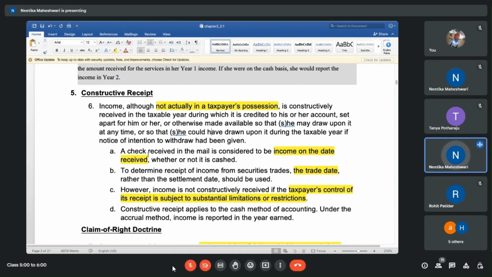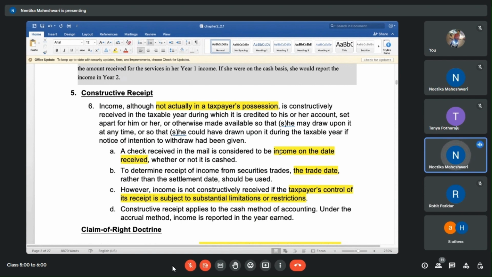For example, a check received in the mail is considered to be income on the date received. So if the check comes on December 28th, technically we should be putting that as taxable income for that year. But maybe the taxpayer is on vacation at that time, and he doesn't even get to know that it has come in until January 5th, when he comes back, and then probably he'll deposit it and say that this will come up as income for next year.